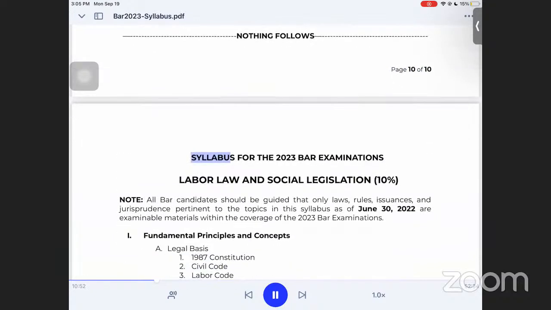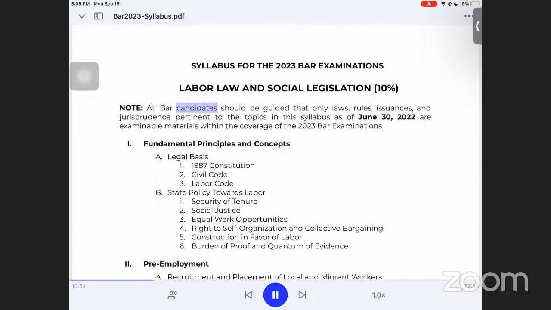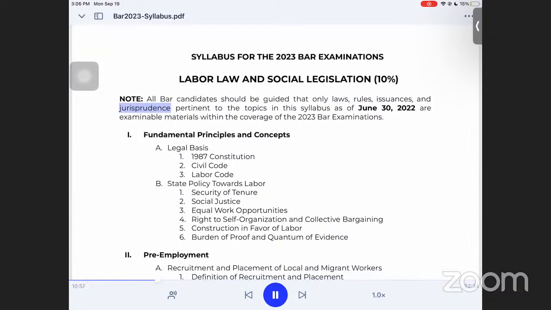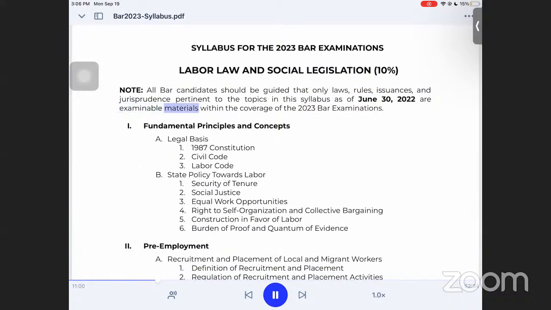Labor law and social legislation. 10%. Note: all bar candidates should be guided that only laws, rules, issuances, and jurisprudence pertinent to the topics in this syllabus as of June 30, 2022 are examinable materials within the coverage of the 2023 bar examinations.